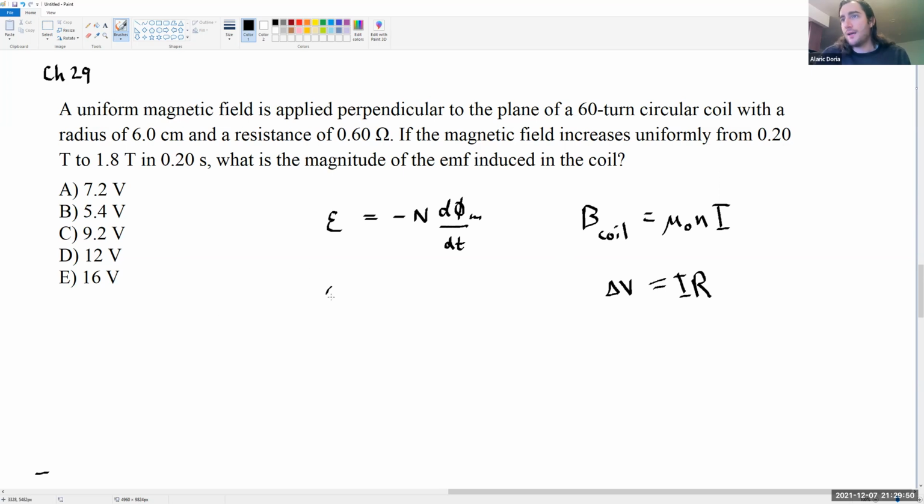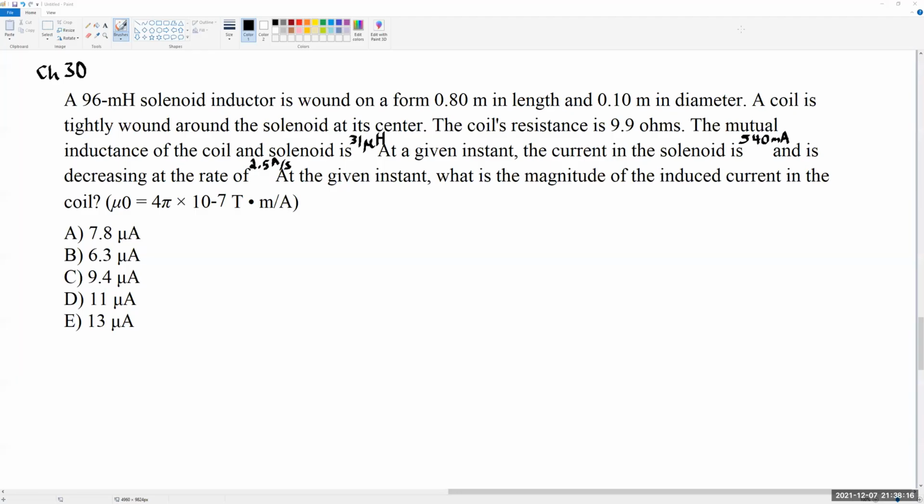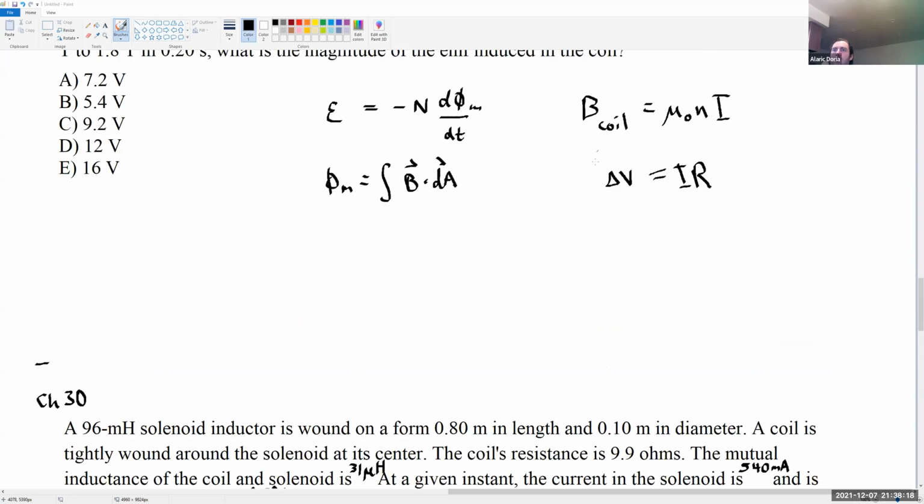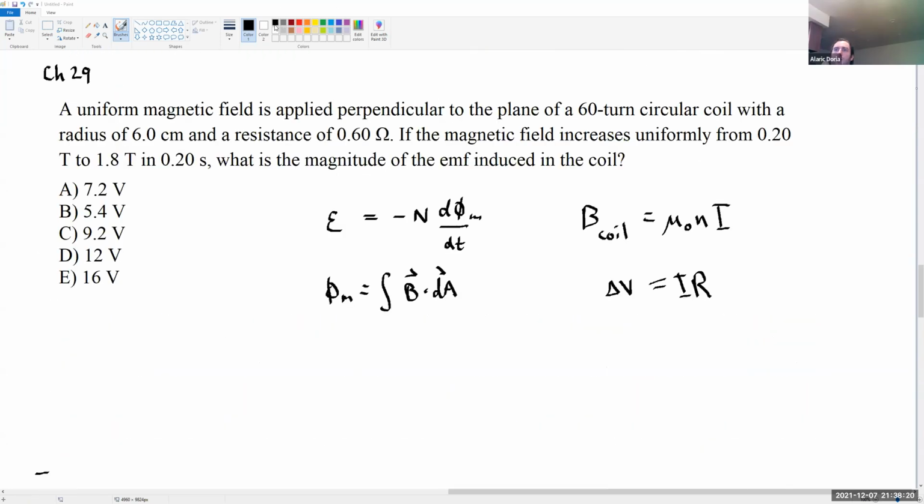Oh, one more, magnetic flux. So magnetic flux you can always write as an integral of B dot dA. Okay, so I'll let you work on that one. Pause the video now and give that a shot. Okay, so on this question from chapter 29, we agree the answer should be B, 5.4 volts.